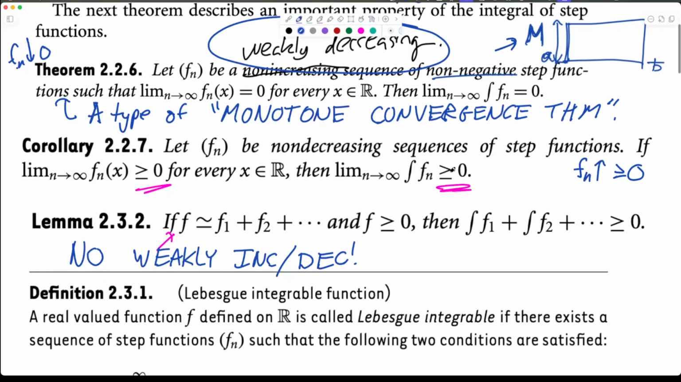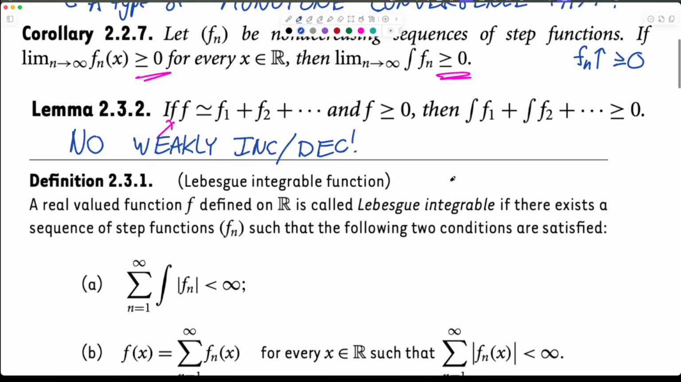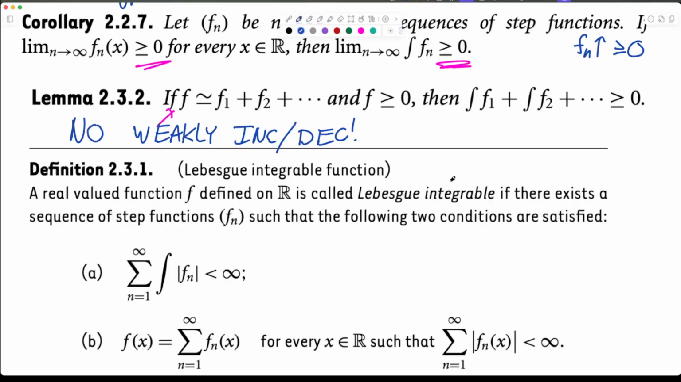What are we going to replace it with? We're going to have a different sort of condition that's going to replace weakly increasing decreasing. We're going to replace it with something else that is going to act in the place of the weakly increasing decreasing. Again, same kind of thing, like the weakly increasing decreasing, it makes sure things can't go too wrong. What could we replace it with?